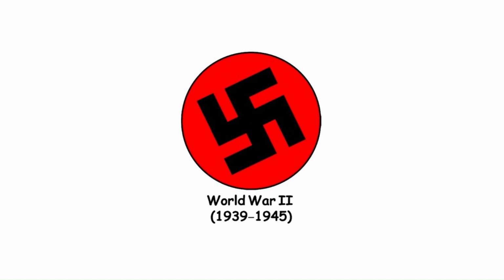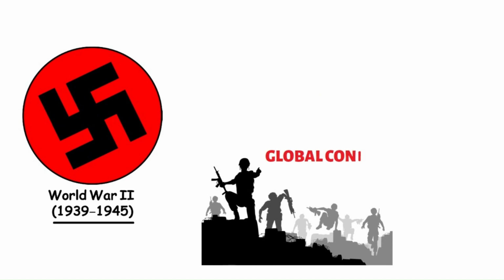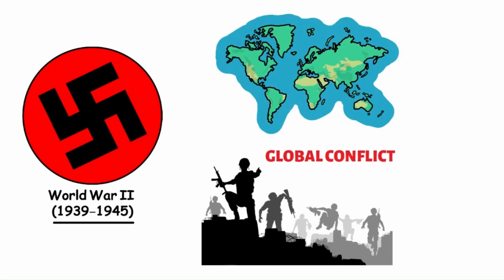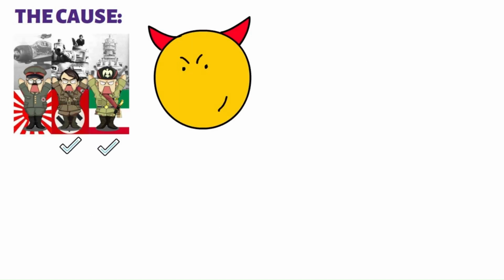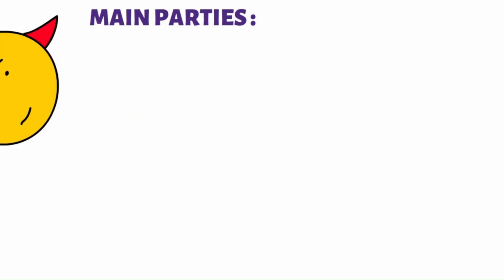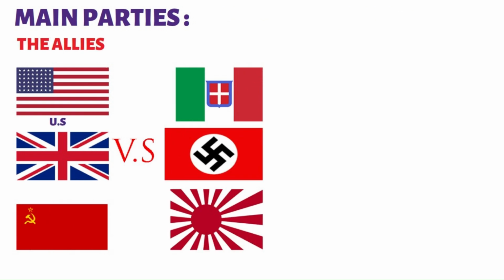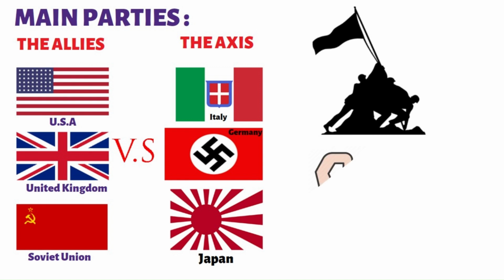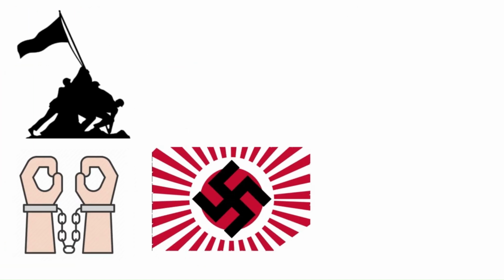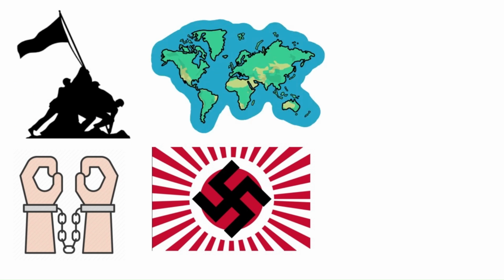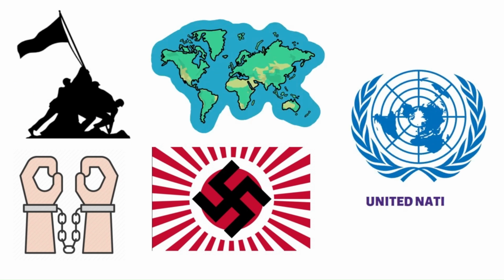World War II, 1939 to 1945. World War II was a global conflict involving major world powers. The cause was the aggression and expansion of Nazi Germany, Italy, and Japan. The main parties were the Allies, including the United States, Soviet Union, and the United Kingdom, and the Axis powers, Germany, Italy, and Japan. The war ended with the unconditional surrender of the Axis powers, leading to significant geopolitical changes and the formation of the United Nations.